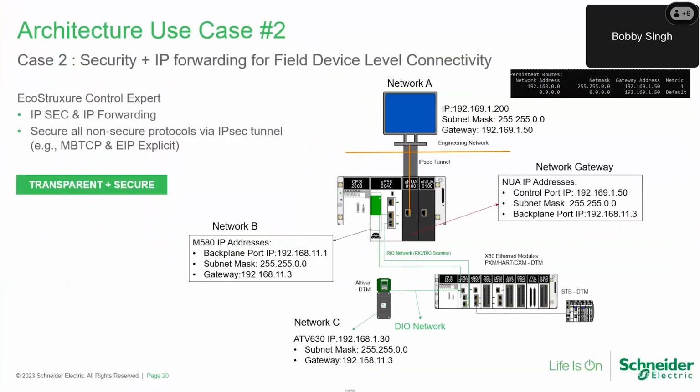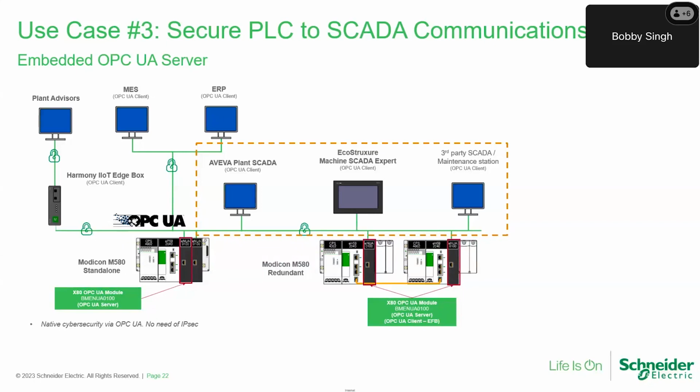Now let's move on to use case 3, which allows you to basically secure, let's say you don't want to take advantage of Internet Protocol Security. You simply want to take advantage of the built-in cybersecurity in OPC UA. So the NUA is a server. You can secure communication from the NUA server to any clients.